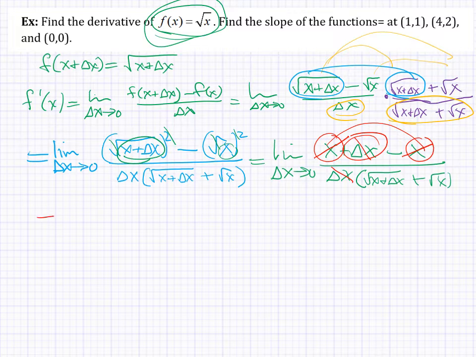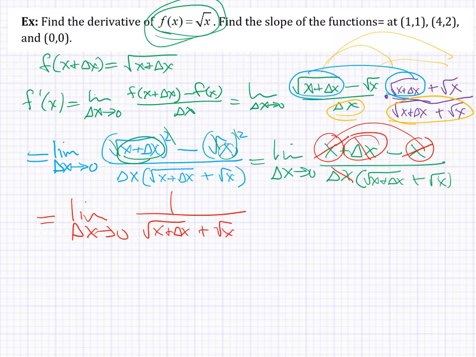And so then what do we really have? What we have is the limit as delta x goes to 0 of 1 over the square root of x plus delta x plus the square root of x. Okay, so that was the whole rationalizing thing. This is something we worked on in the last chapter when we talked about how we work with limits. The reason being so that we could do these types of limits.